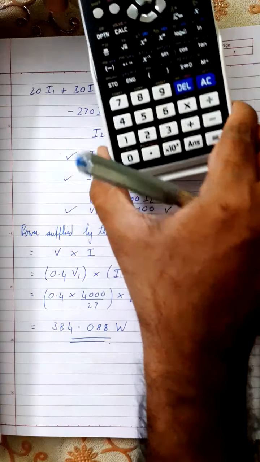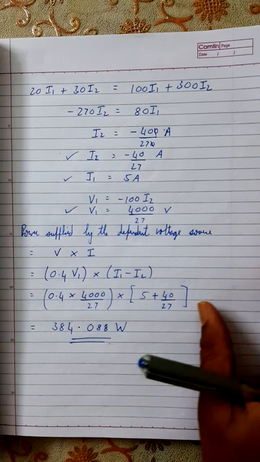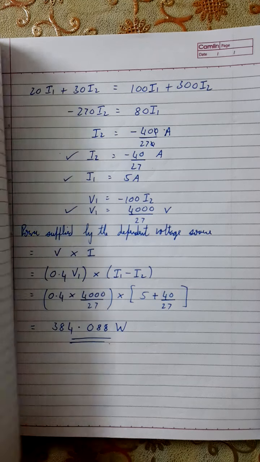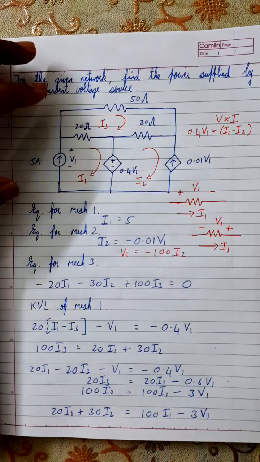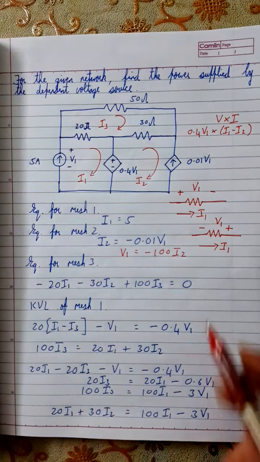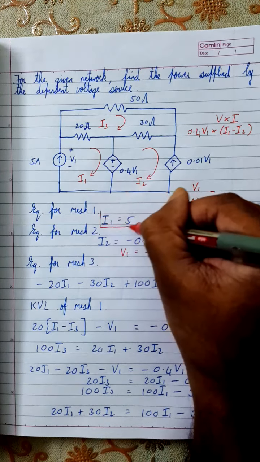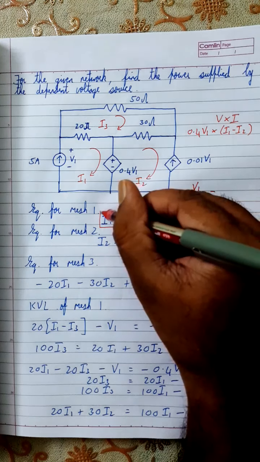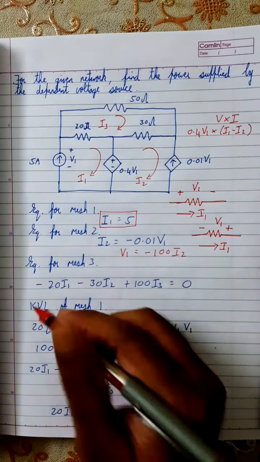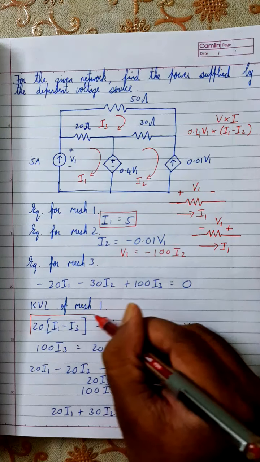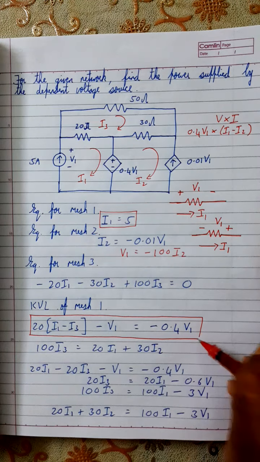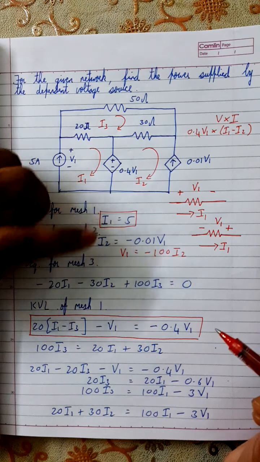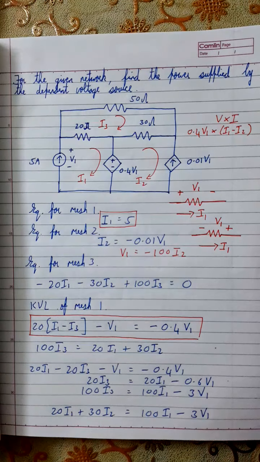Okay, this is how you do the problem, right? The only difference between this problem and the previous problem is that you can express this mesh 1 in two ways. One is by this method, that is your normal way of applying, and the other way is by using Kirchhoff's voltage law. Okay, that's the only difference. So this one mesh can be written in two ways. That's the only difference in this problem.